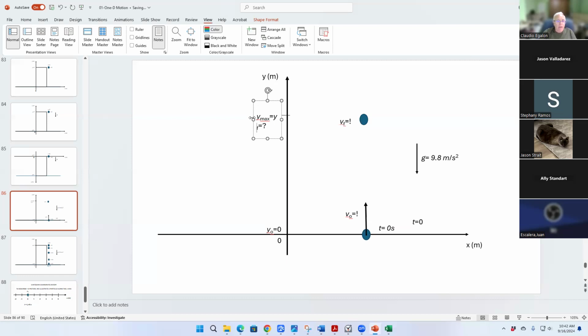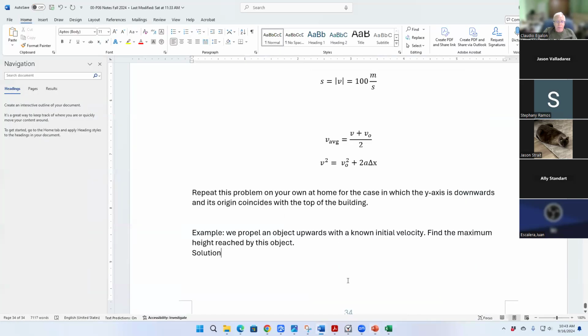Okay, final height. We do know that its final velocity is going to be what? It's going to be 0. This is not something that's stated in the problem, but it's natural to think about that, right? At maximum height, the object is not going upwards or even downwards. It's instantaneously at rest. Okay, so that's an important piece of information.